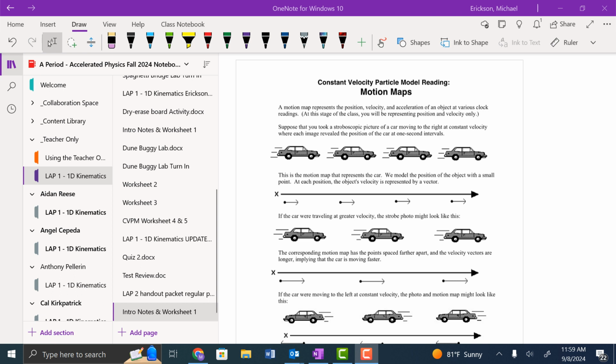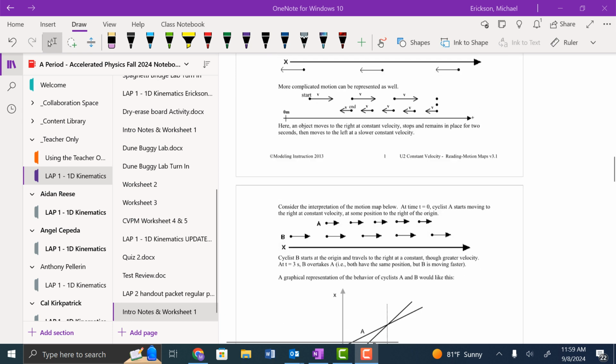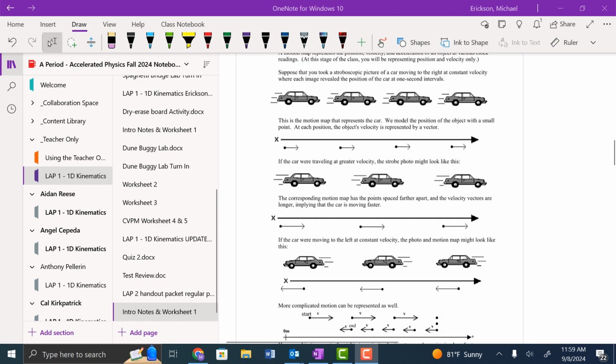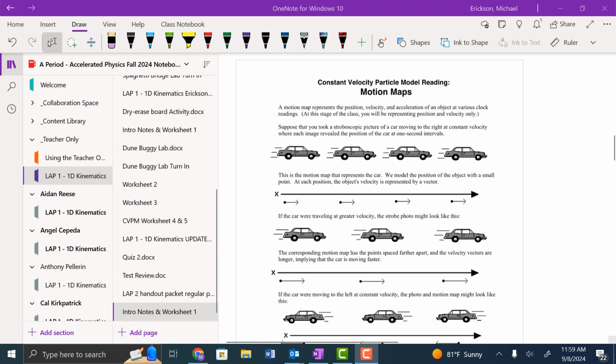Okay, I'm continuing with this intro notes and worksheet 1 page. So we're still here. I'm going to spend some time working on these motion maps. So go to this page. What I want you to do is read these 2 pages here. So read these pages. I'm going to pause the video. When you're done, you can unpause it.